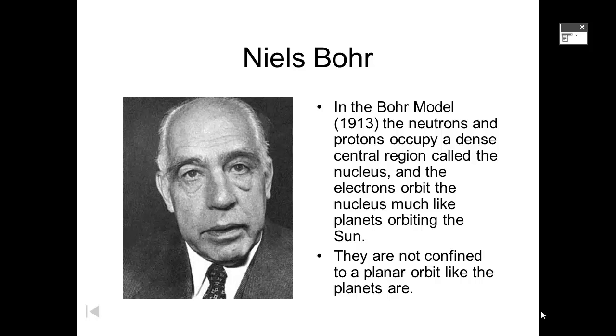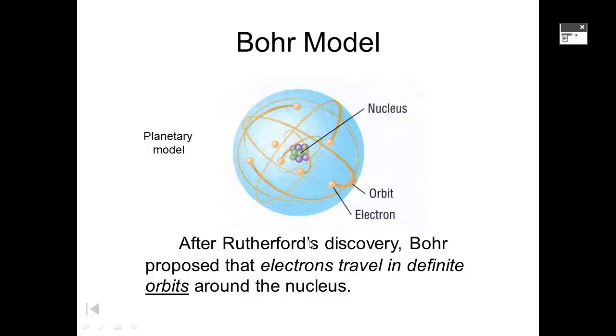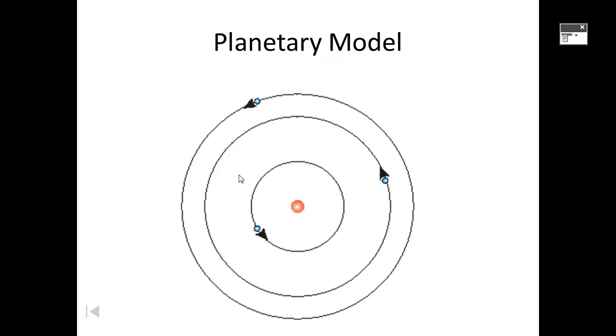So Niels Bohr came up with the planetary model of the atom. This is after Rutherford. But he said they travel in a definite orbit, kind of like the planets go around the sun. So that's the Bohr model. You guys should start to see how they're developing upon each other. Do you see how these pictures have changed over time? It's step by step. First we thought they were just little spheres, but this doesn't really tell you much. So that's the planetary model of the atom.